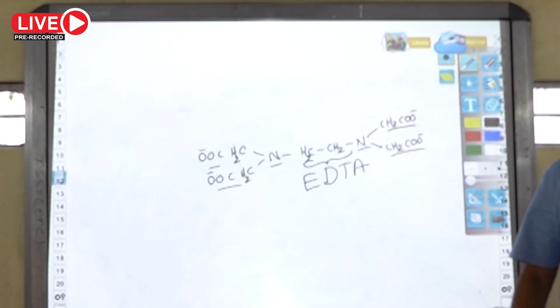So EDTA is a medical application. Of course, EDTA is also used to study the extent of hardness in water. For 2 purposes we use it.